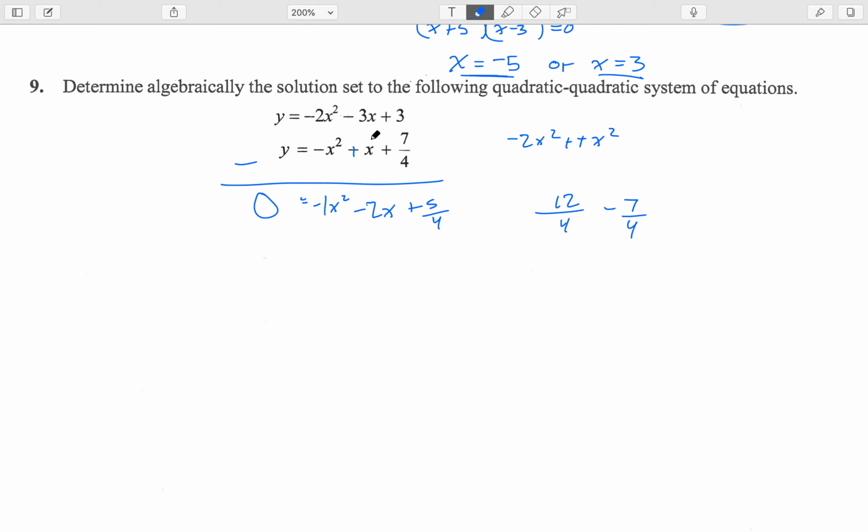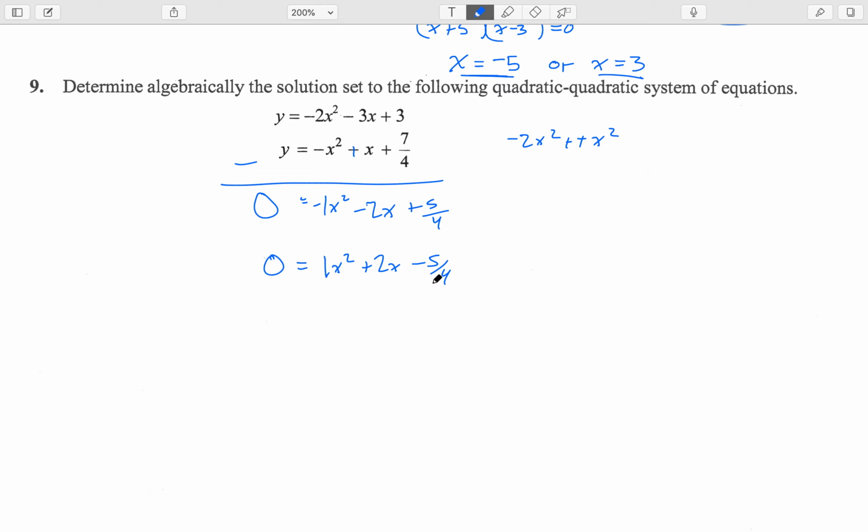Okay, so all I did was subtract the two in order to cancel out the y's. This is the exact same as if I had simply substituted one into the other. Okay, so this is an ugly looking thing. I'm going to times everything by negative 1 right off the bat. Times negative 1, times negative 1. 0 is equal to 1x squared plus 2x minus 5 quarters.